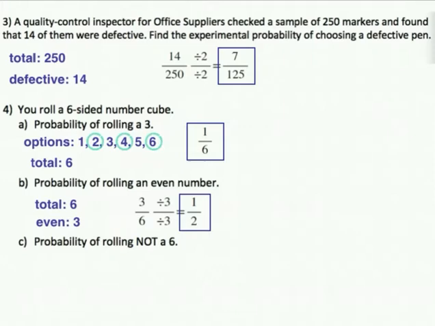For part C, probability of rolling not a 6. So there's 1, 2, 3, 4, and 5. There's 5 options that are not 6. That's 5 out of 6 for your probability.